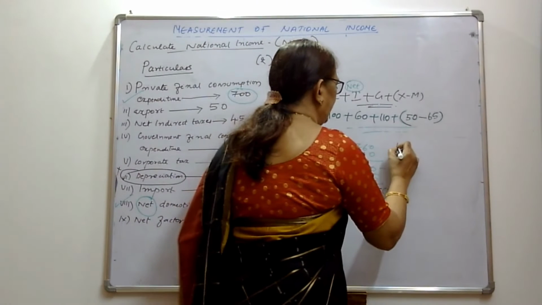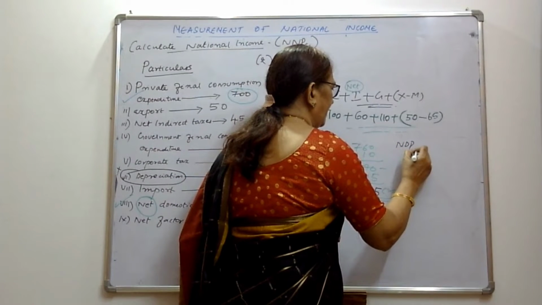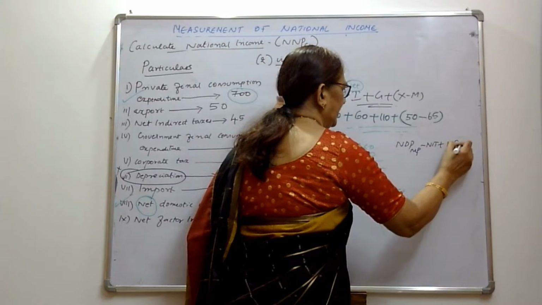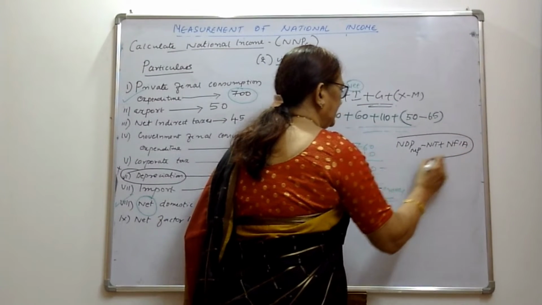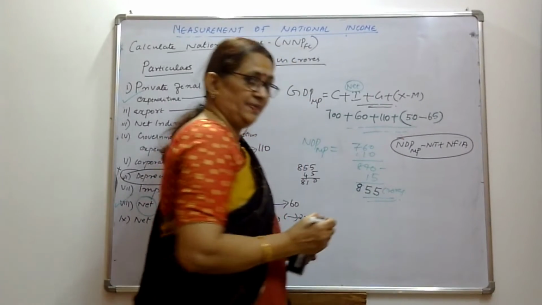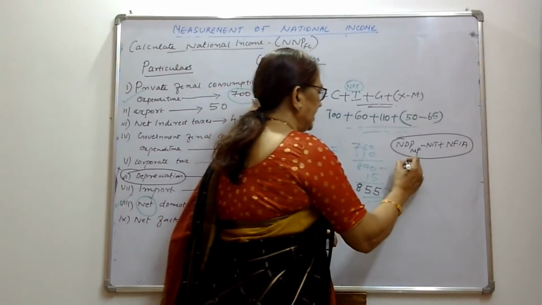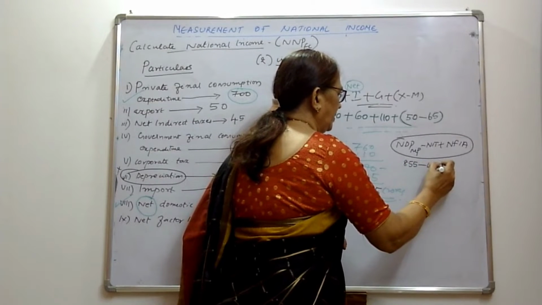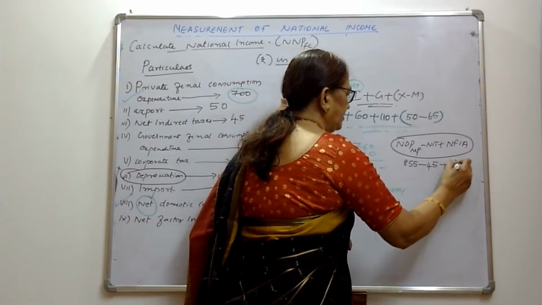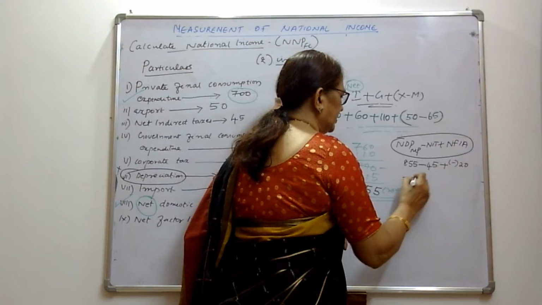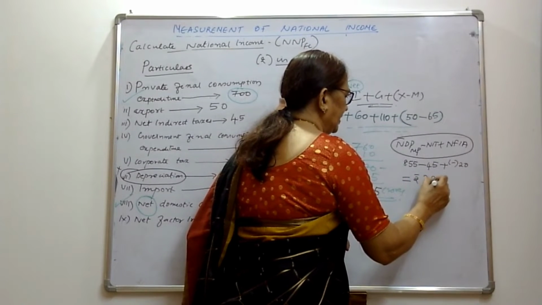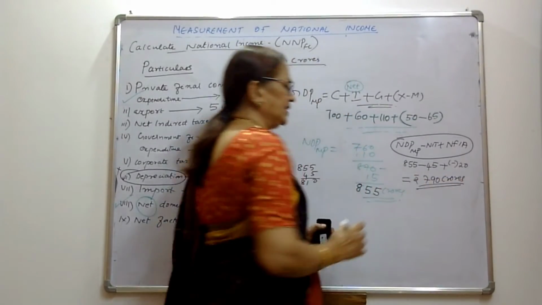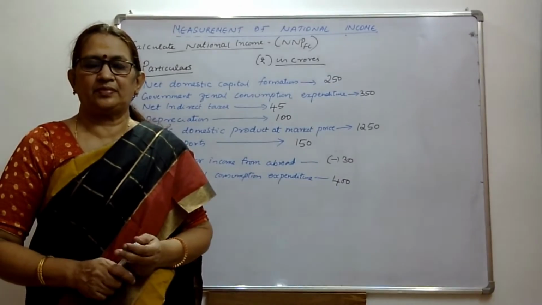So, NDP at market price minus net indirect tax plus NFIA, we get national income. That is 855 minus 45 plus negative 20, which is equal to rupees 790 crores. That is the answer, national income.